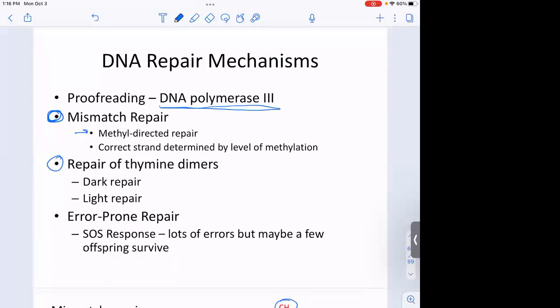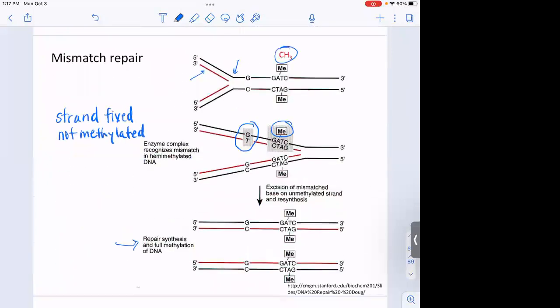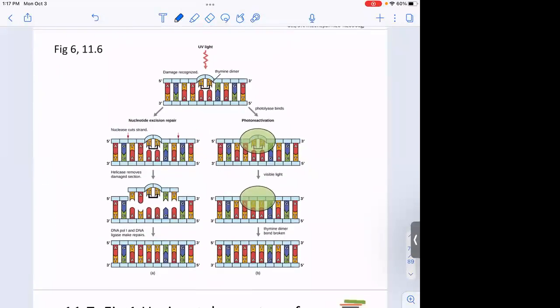Repair of thymine dimers. Most cells have some way to fix thymine dimers because they're exposed to sunlight very commonly. So there's two different methods here. We call one the dark repair and one light repair. We call the one light repair because the enzyme that's involved here, photolyase, is activated by visible light. So it gets its energy by visible light. So that's only going to happen when there's light present. And basically, we call this method photoreactivation. This photolyase enzyme goes through and just breaks those bonds of the thymine dimer.